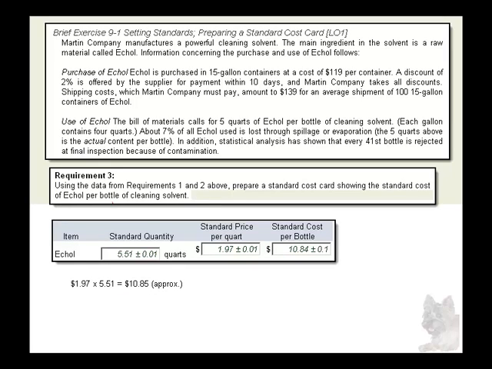Okay, and just to finish this problem up, the third requirement says use the data that you've already computed and prepare a standard cost card showing the standard cost of Ecol per bottle of cleaning solvent. Alright, well the standard quantity is 5.51. We already computed that in part 2. We multiply it times the $1.97, which was the cost per quart that we computed in part 1. Multiply the two, you get about $10.85, and that's your answer for that area right there. And that's what's required on this problem, everyone.